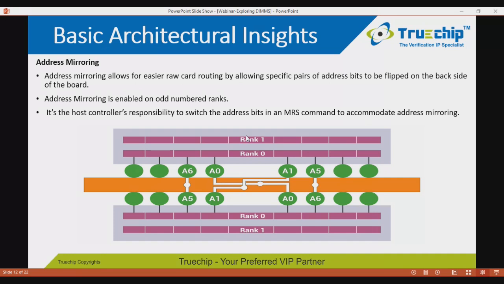For routing to have the shortest tracks and minimal number of vias, the command and address bus pins on the DRAM are defined in a manner that allows for these short trace lengths. This allows the most flexibility with these pins. Even rank RAM pins are wired straight with no mismatch between the connector pin assignment and the DRAM pin assignment. Some of the odd rank DRAM pins are cross-wired accordingly. Address mirroring allows for easier routing by flipping specific pairs of address bits on the odd ranks. The memory controller has to switch the address bits in an MRS command to accommodate address mirroring for correctly configuring the DRAMs.